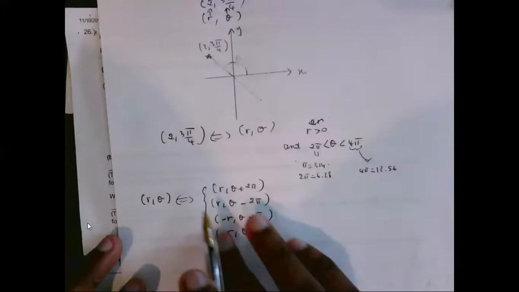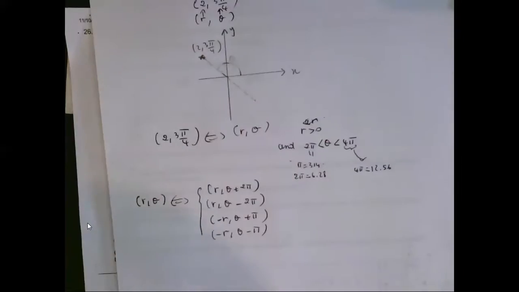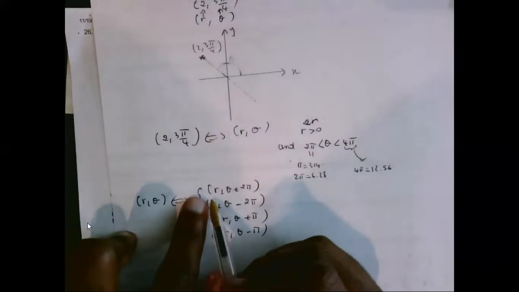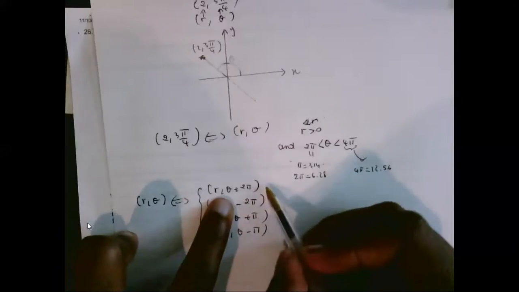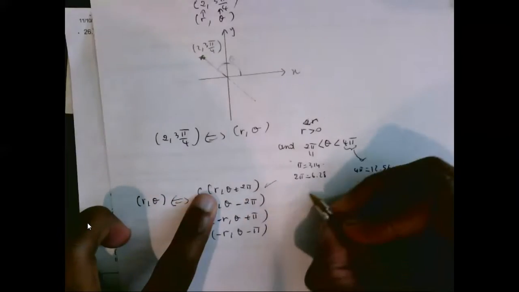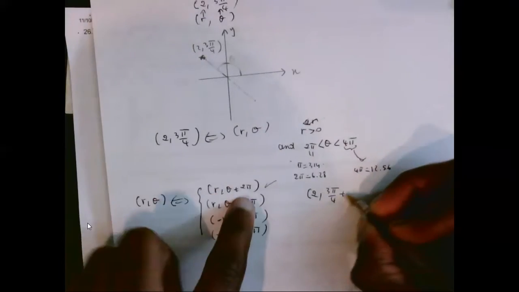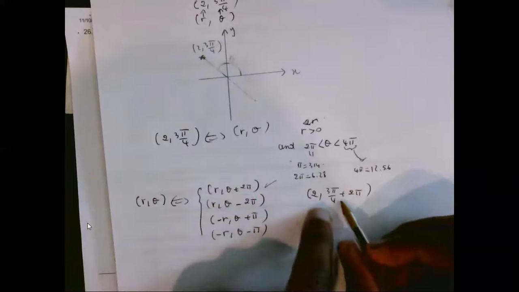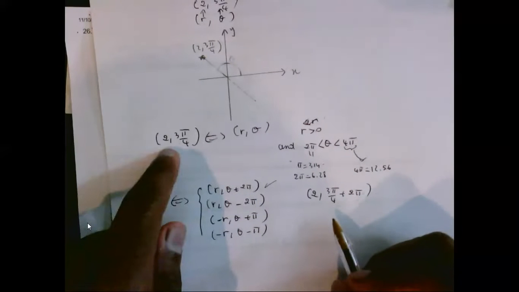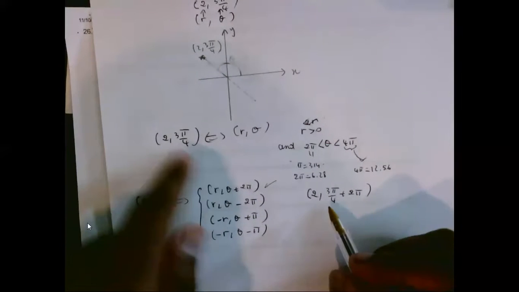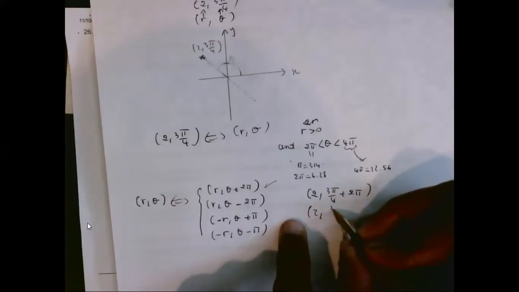So if I take r, which is 2, and then theta, which is 3π/4, and I add 2π, it should be equivalent to (2, 3π/4). So this is an angle that's equivalent to that. So let me try. For 3π/4, I need to have them under the same denominator. So I multiply the top and the bottom by 4, 4 here, 4 here.